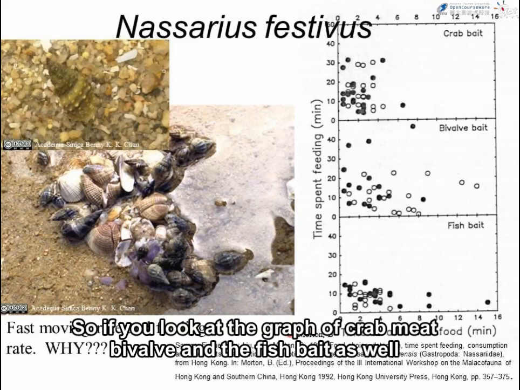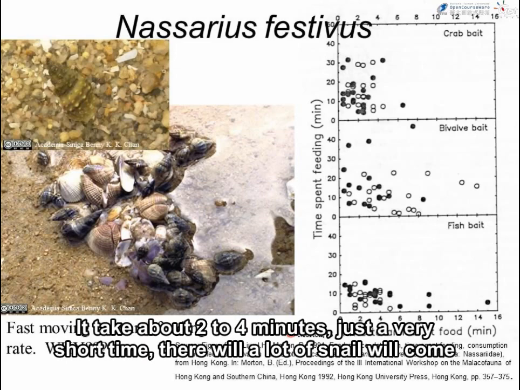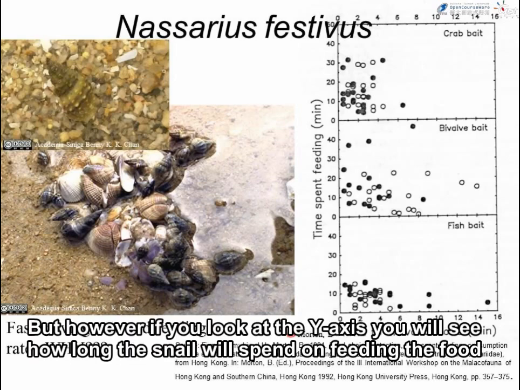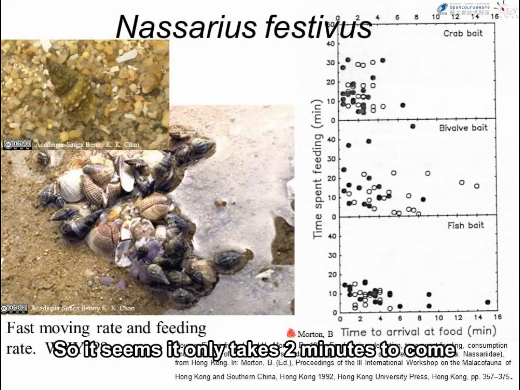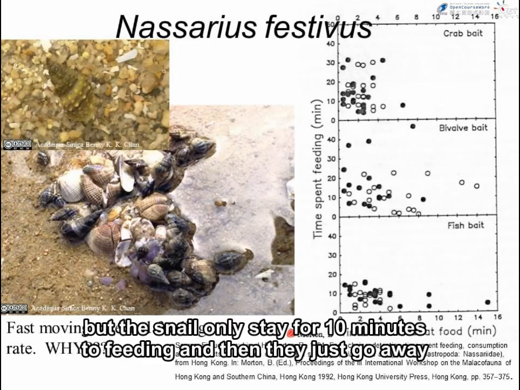So if you look at the graphs for the crab meat, bivalve and fish bait, at the x-axis, it seems that if you put the bait on the shore, it takes about 2 to 4 minutes, just a very short time, for a lot of snails to come. So in only 4 minutes, the dead body will be full of snails feeding on the carrion. However, if you look at the y-axis, you will see how long the snails spend feeding, about 10 to 20 minutes. So it only takes 2 minutes for the snails to come, but they only stay for 10 minutes to feed and then they just go away.